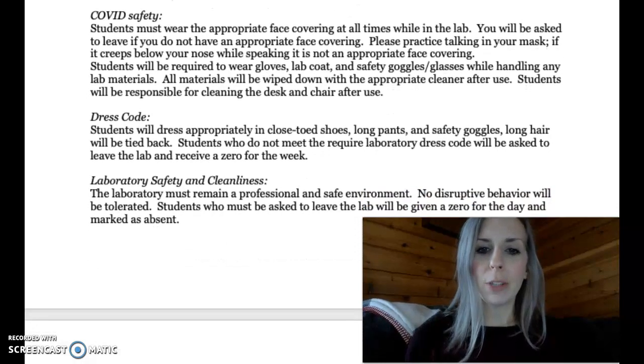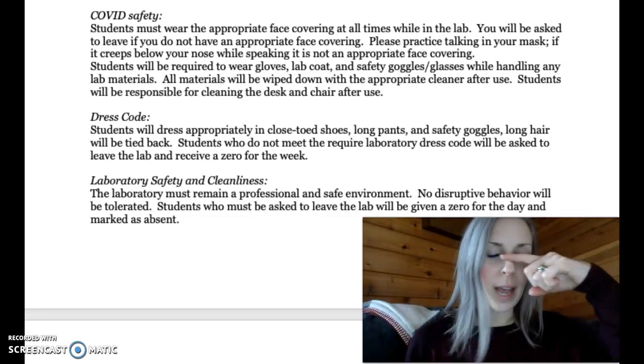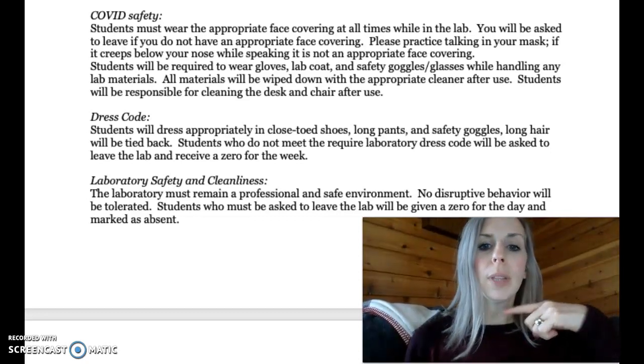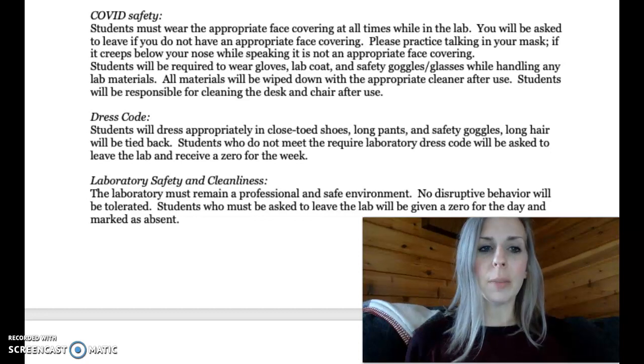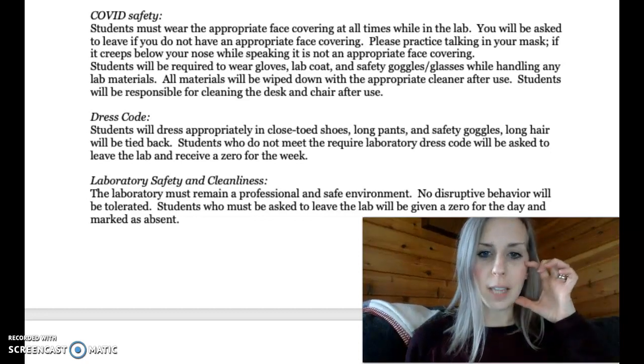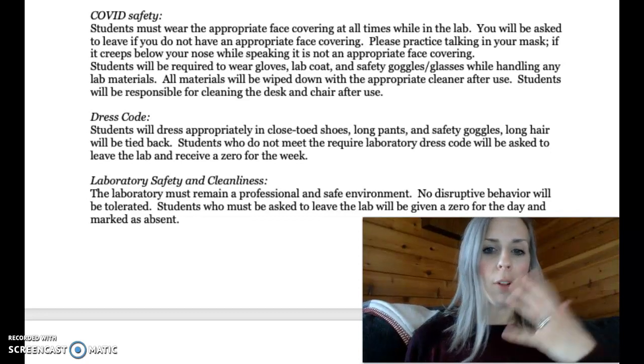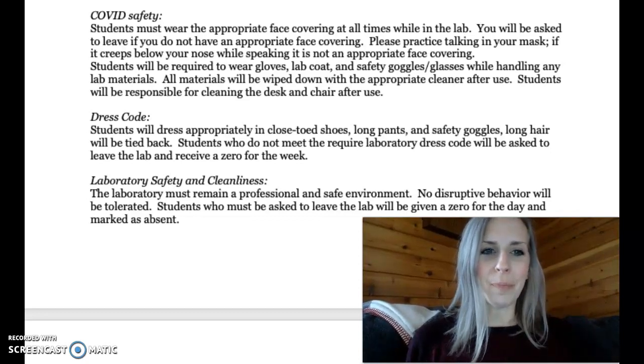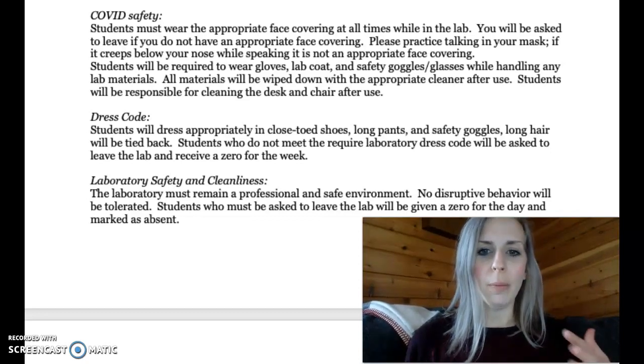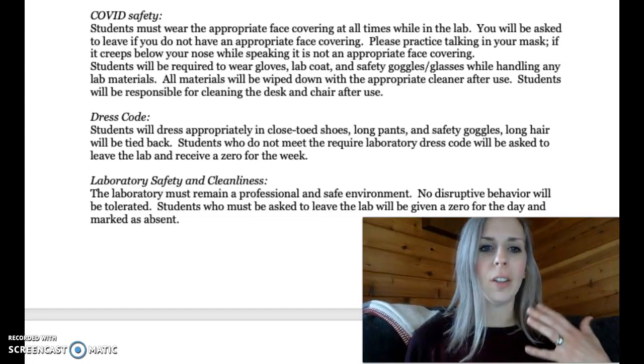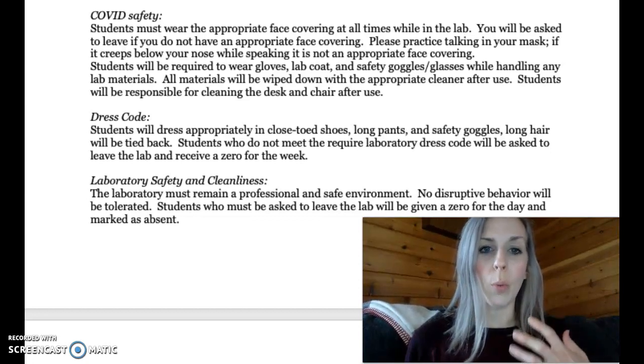COVID safety, please make sure that you have a well-fitting mask. If your mask, when you talk, comes down off your nose, please do not wear it to class. Please make sure that it is on, that it is stable, and that it is tight to your face. I think we've all learned a lot over the last few months about what that transmission is, and the mask is sort of number one here.